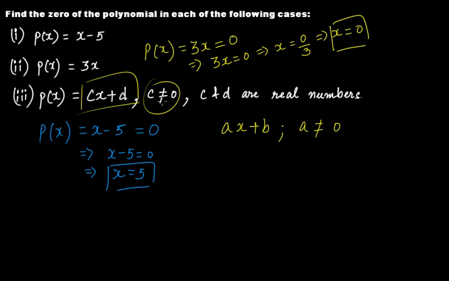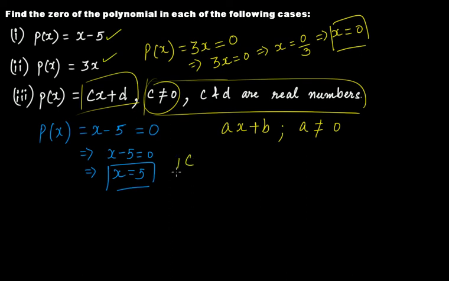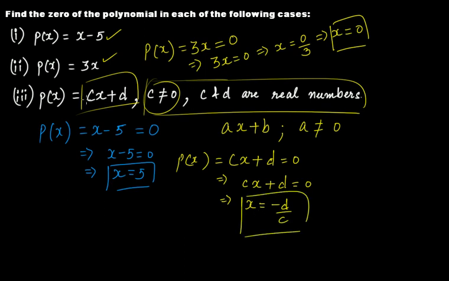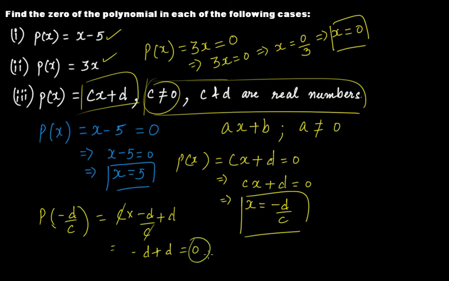This information is important, but when you have to find the zero of this one, you will do what we have done here and here. That is, p(x) = cx plus d equal to 0. It means that cx plus d is equal to 0. This gives you x equal to minus d by c. x equal to minus d by c is the zero of this polynomial, and you can check it. Put at the place of x minus d by c. So c multiplied by minus d by c plus d, and this gives you minus d plus d, that is equal to 0, hence verified. Right? So minus d by c is the zero of this polynomial.